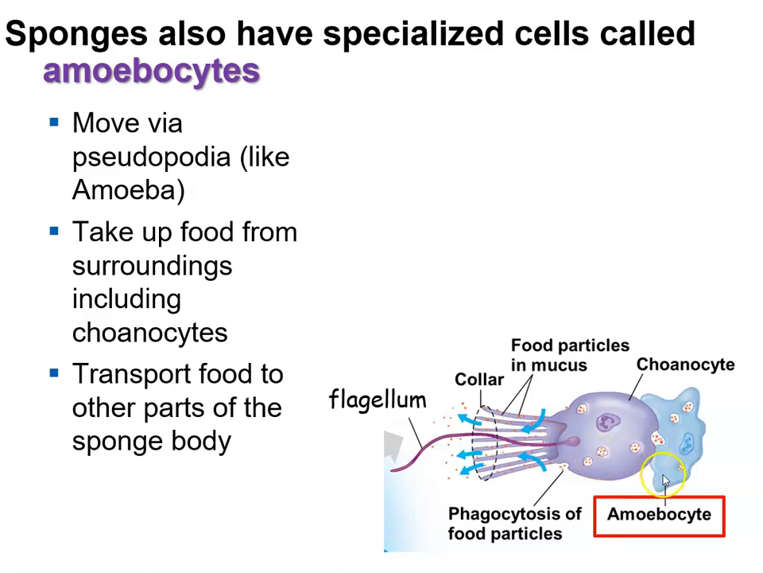So what these amoebocytes do is they actually absorb the food that's taken in by the choanocyte through phagocytosis. Then it gets absorbed from the surroundings, including from the choanocytes, and then transported to other parts of the sponge body. So that's why the amoebocytes have to be able to move so that the materials, the food, can get to other parts of the body to maintain the health of the sponge.